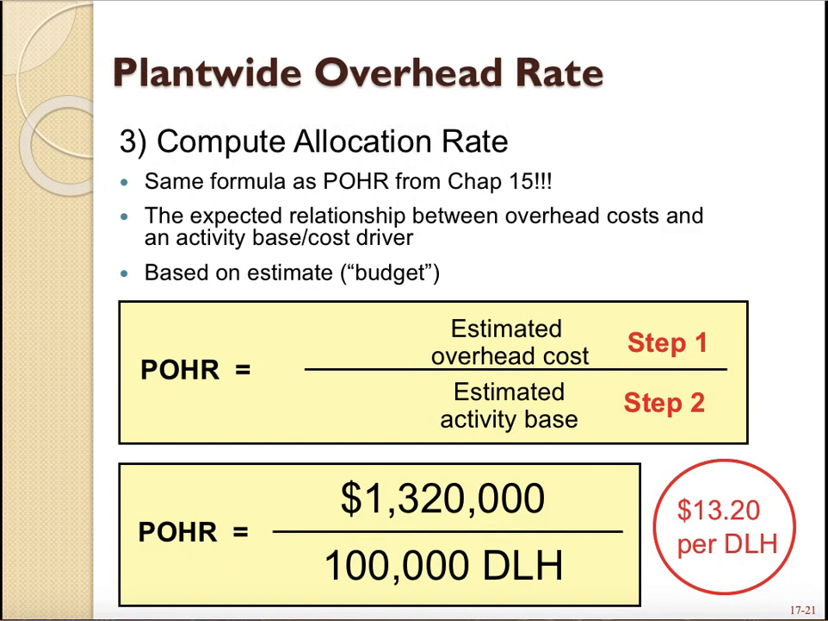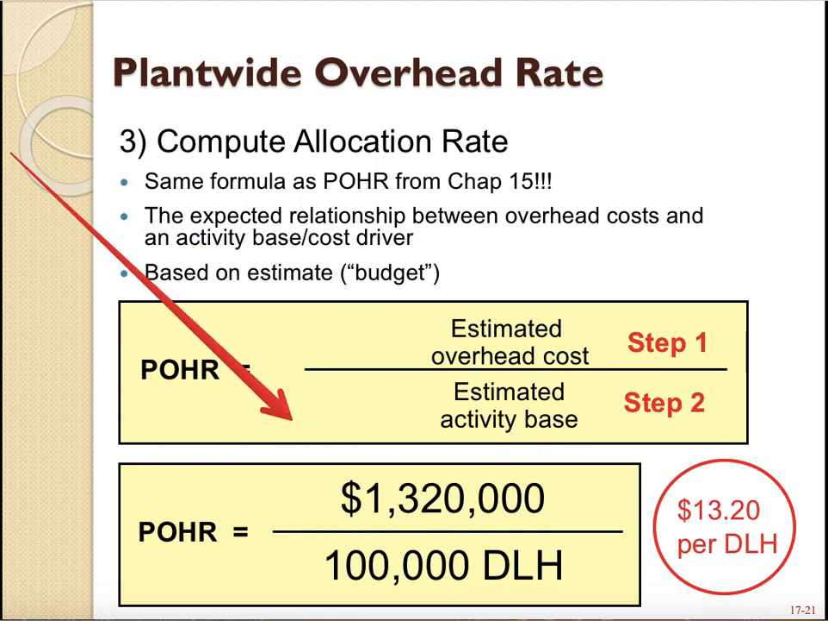Okay, so this formula, guess what? You've seen it before. This is the exact same formula as the predetermined overhead rate formula from chapter 15. And what this formula tells us, it's an overhead rate or an allocation rate, but what it means is the expected relationship between overhead costs and an activity base or cost driver. Okay, because remember, this is not a math class.